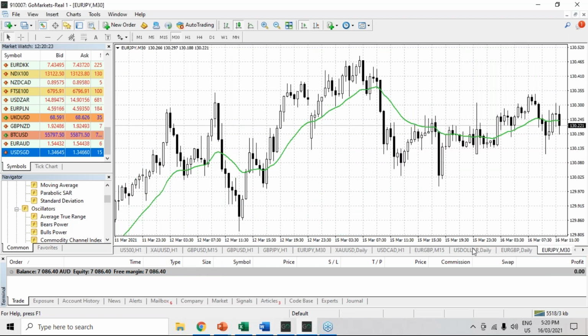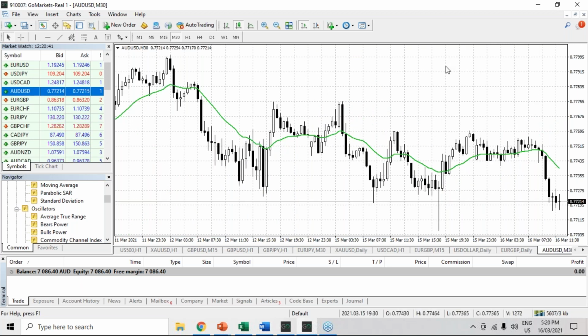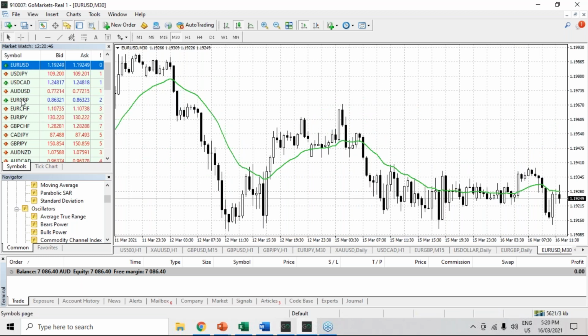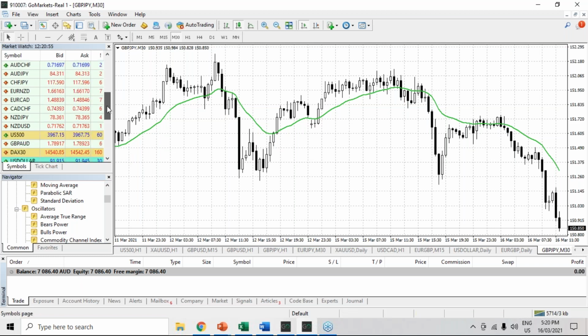Actually, maybe we'll just have a quick look at what's up with the GB pound. Must be some economic data come out. It's looking a bit weak across the board.